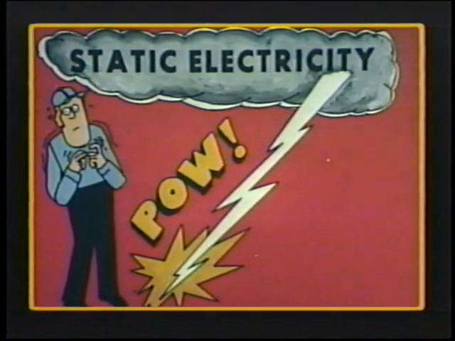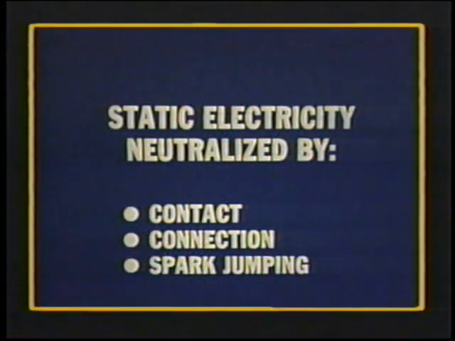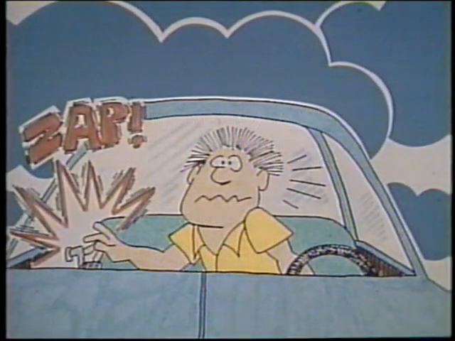Electrical energy exists in two forms: current and static. If an insulator is rubbed by another non-conductive material, electrons will transfer from one to the other, and a condition of charge will exist. This may be neutralized by contact with a material having an opposite polarity, or by connection through a conductor to the oppositely charged material, or by a spark jumping the gap between the materials. The most familiar form of neutralization is the good zap we get when we slide across the car seat and touch the door handle.